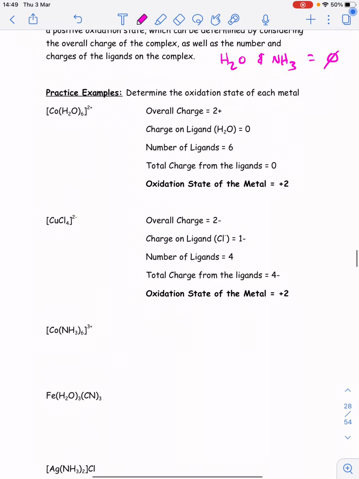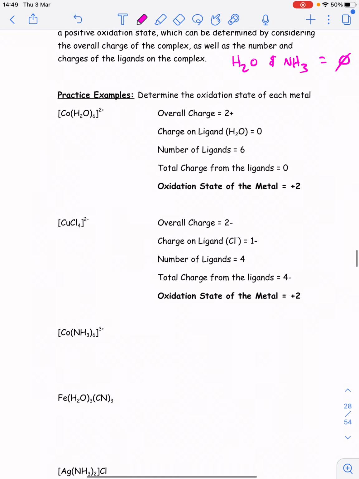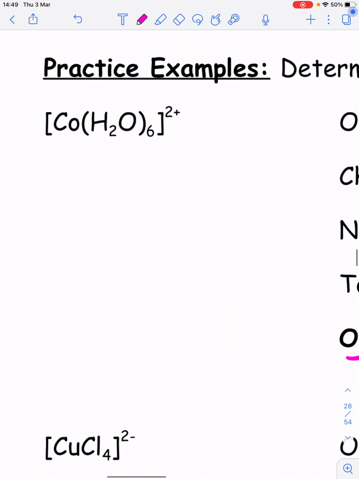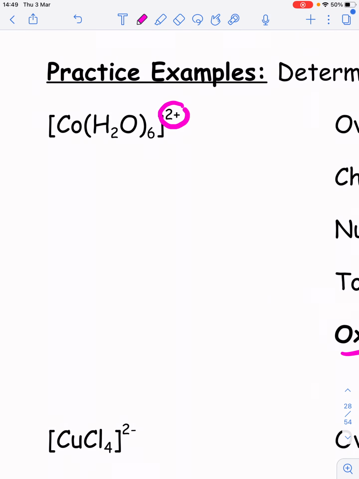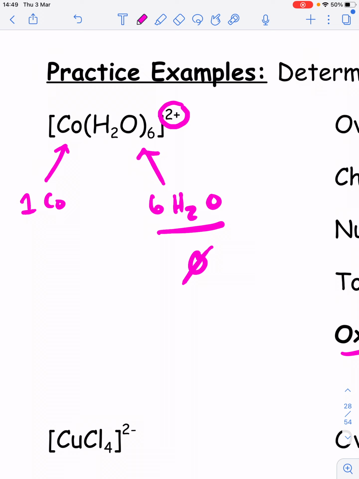So a fairly common question is, given the formula, you need to try to figure out what is the charge on the metal ion, or they might refer to it as the oxidation state. For now, we're just going to think of that as what is the charge on the metal ion. So if I look at this one, I can see that the overall charge is 2+. Then I break down the formula. There's 1 cobalt, and there are 6 H2Os. I know that the 6 waters are all neutral, so they aren't contributing anything to the charge.